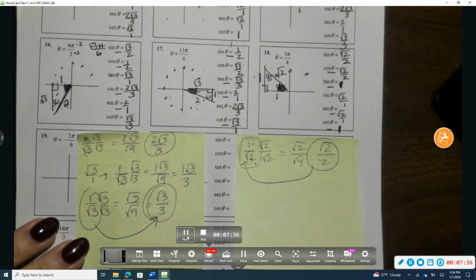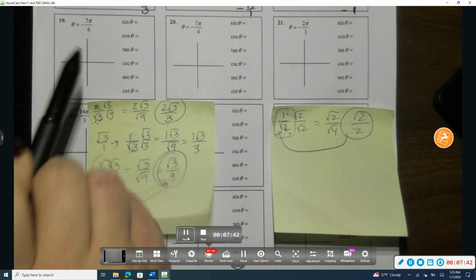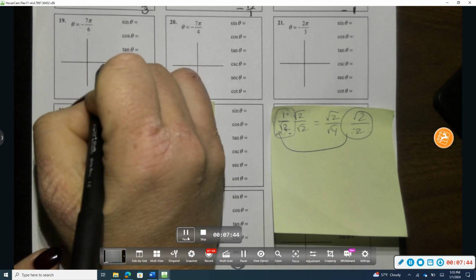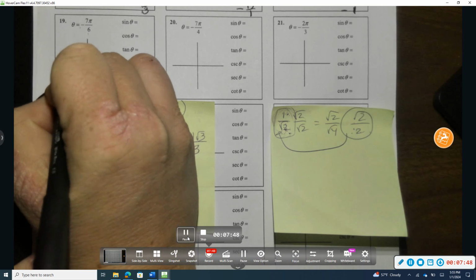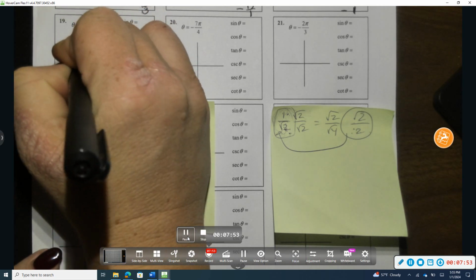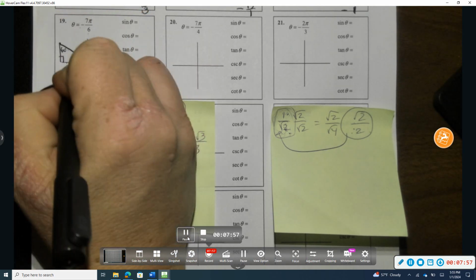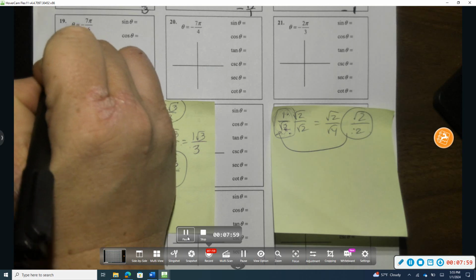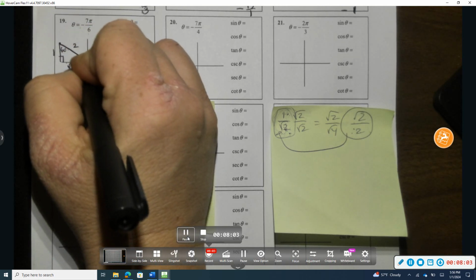Let's look at 19, 20, and 21. We already have a 6 on the bottom, but we have to reverse it because we see a negative sign. So 1, 2, 3, 4, 5, 6, and 7. This is 30, 60, and 90. Across from 60 is radical 3, across from 30 is a 1, and across from 90 is a 2. This is the angle that I am evaluating.